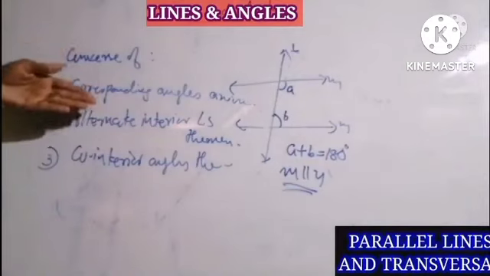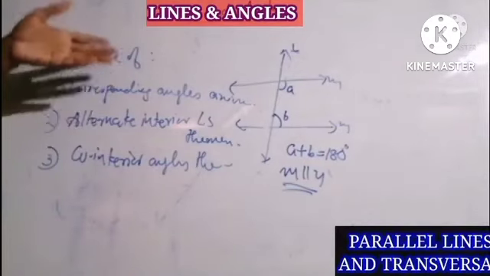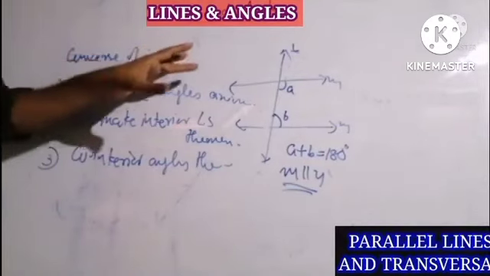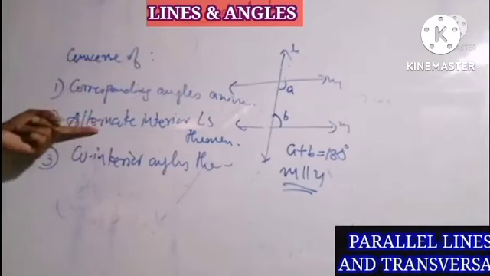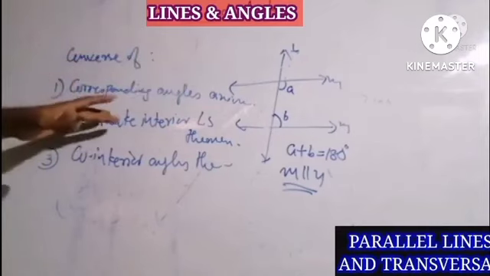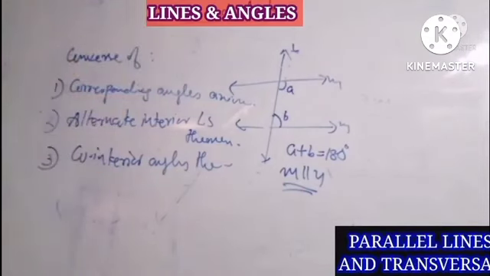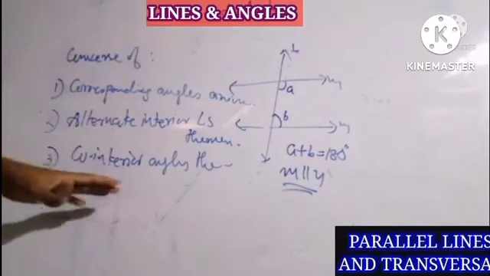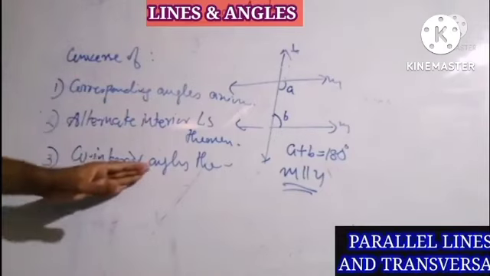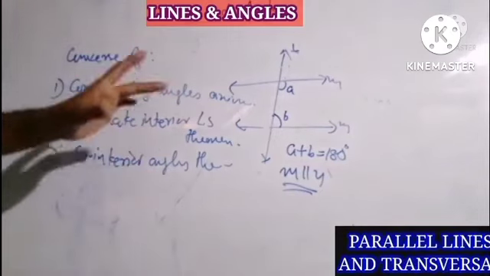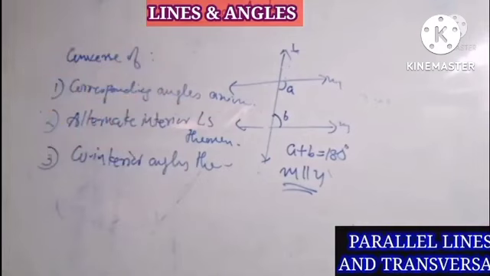So original properties, corresponding angles. When two parallel lines are intersected by a transversal, corresponding angles are equal. Original property of alternate: when two parallel lines are intersected by a transversal, alternate interior angles are equal. Original property of co-interior: when two parallel lines are intersected by a transversal, then each pair of co-interior angles is supplementary. That is 180.